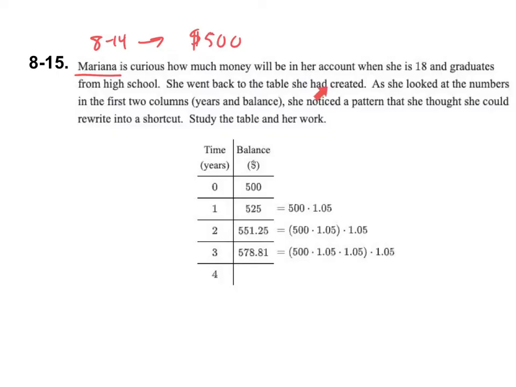So she went back to the table that she had created and looked at the numbers in the first two columns, the years and the balance. She noticed a pattern that she thought she could rewrite as a shortcut. Study the table and her work. So let's take a look at this table here.